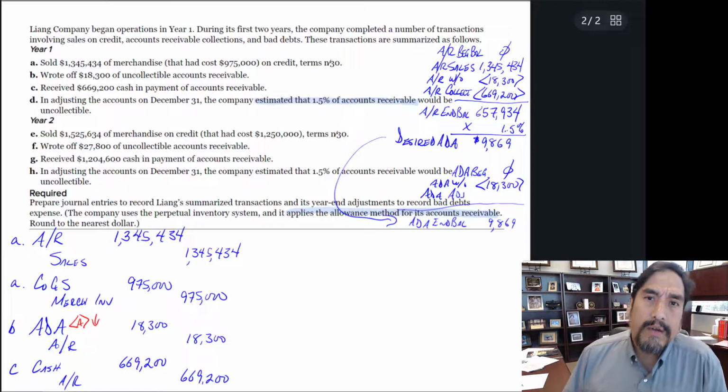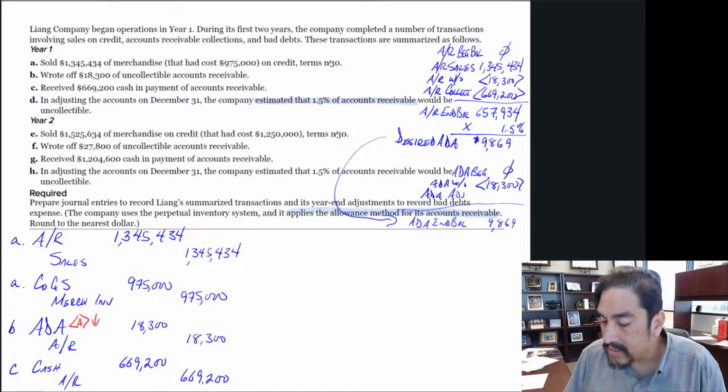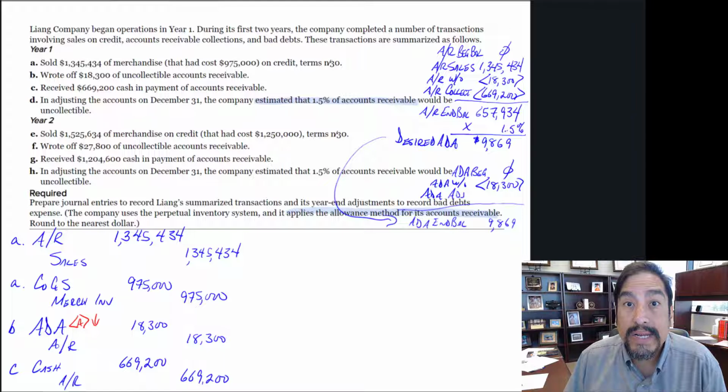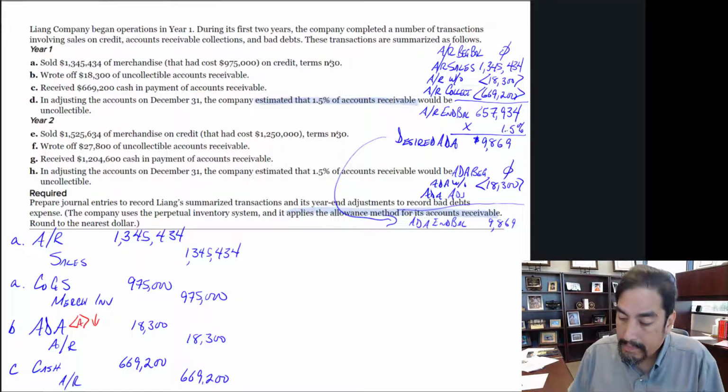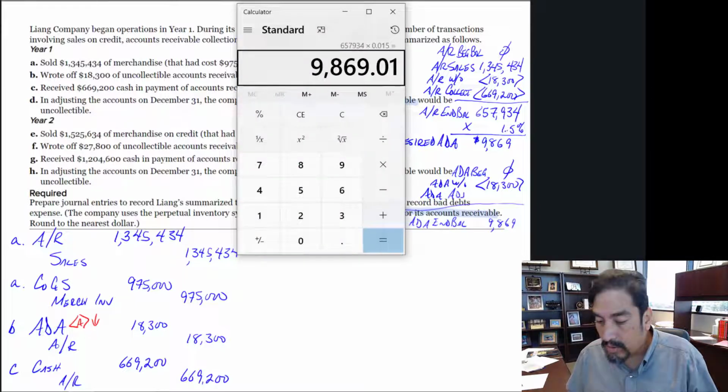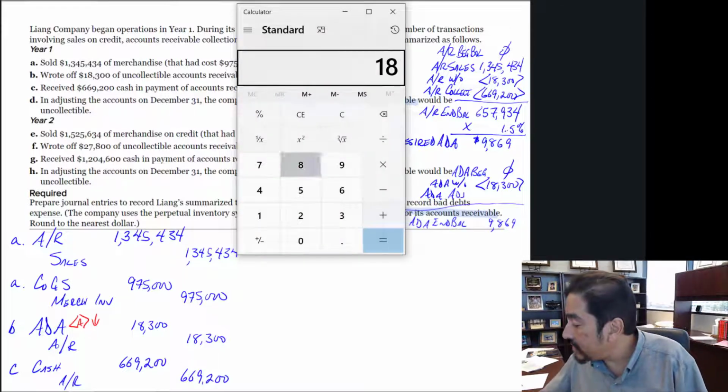The allowance for doubtful accounts ending balance, we want it to be 9,869. It is currently at negative 18,300. So we need to get it out of the negatives, past 0, over to 9,869. So I'm going to add those numbers together.